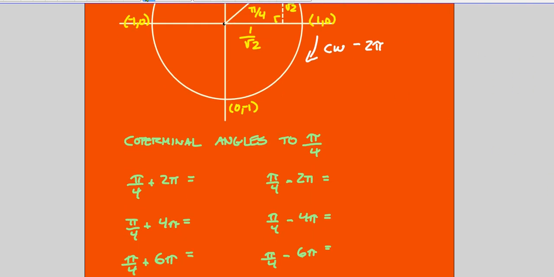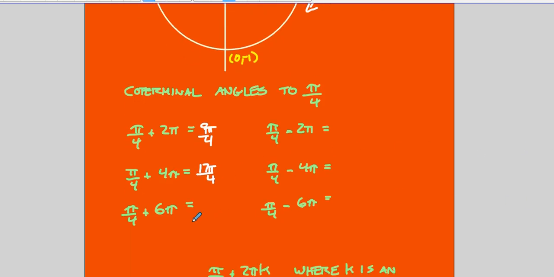Some coterminal angles to pi over 4 would be pi over 4 plus 2 pi, and 2 pi is the same as 8 pi over 4, so that's 9 pi over 4. Pi over 4 plus 4 pi, which is 2 revolutions, is 16 pi over 4 plus pi over 4, which is 17 pi over 4. Then I could go 3 revolutions, pi over 4 plus 6 pi, that's 24 pi over 4 plus pi over 4, which is 25 pi over 4. And you could just do that forever.